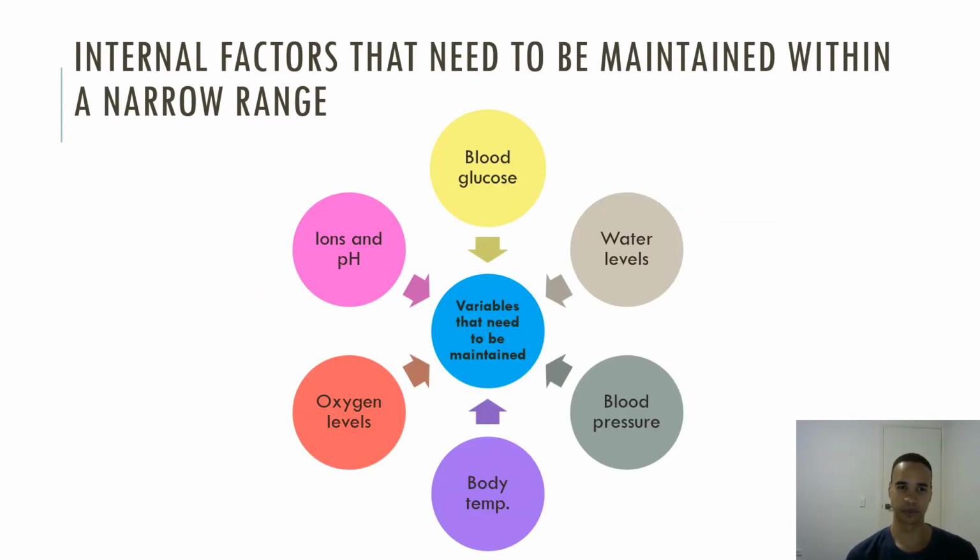Okay, so here are some examples of things that need to be maintained. Our blood glucose, which I touched on, the level of water in our blood and in our interstitial fluid, our blood pressure, our temperature, which I've touched on, the oxygen level, pH, and ions. These are all variables that our body is constantly working to make sure are maintained at a set state through homeostasis.